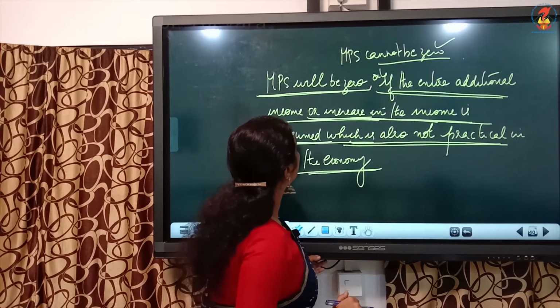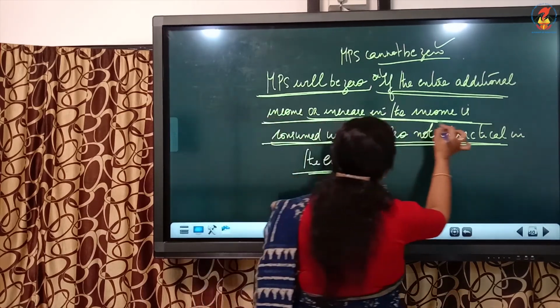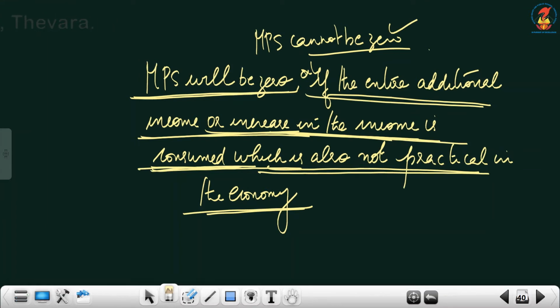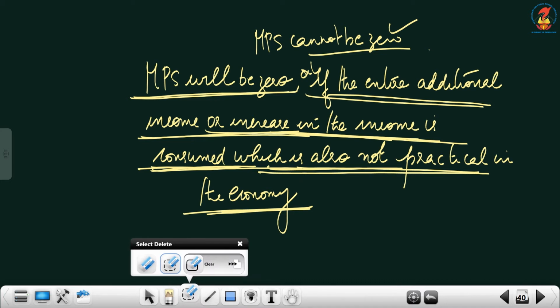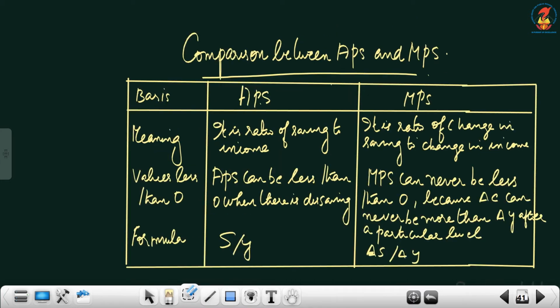MPS will be 0 only if the additional income or increase in the income is consumed, which is also not practical. That means some saving is required for the economy. Now, we will move on to the comparison between APS and MPS.